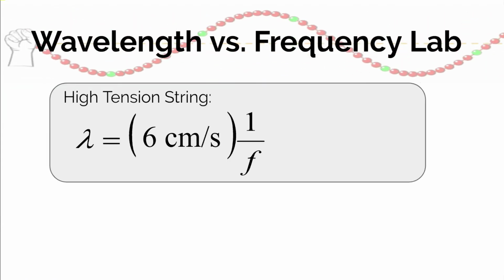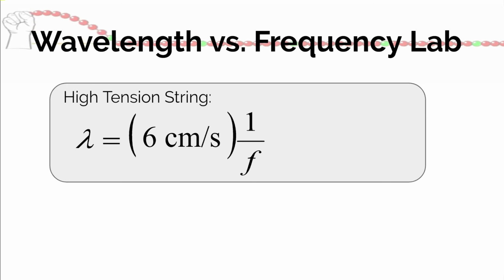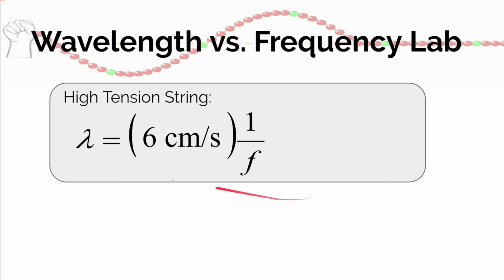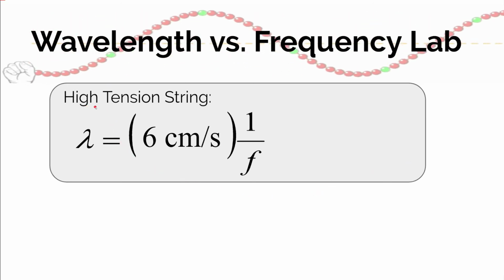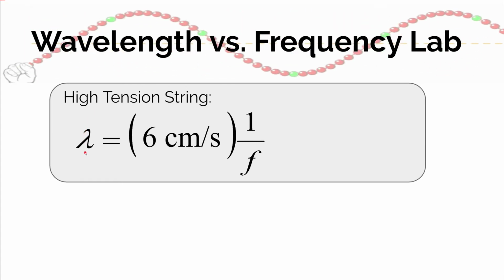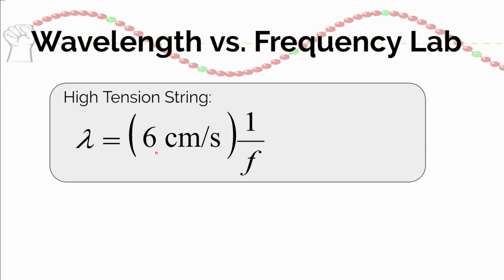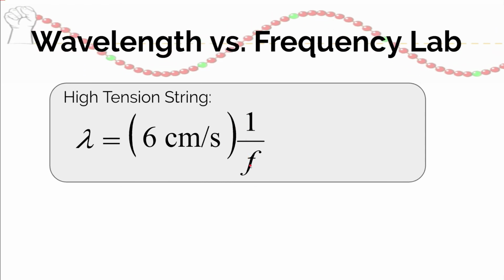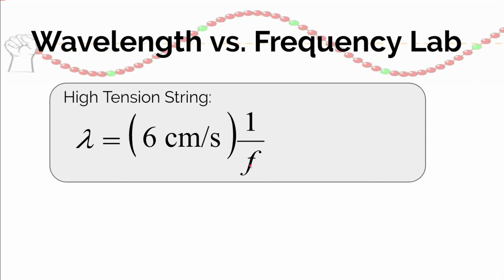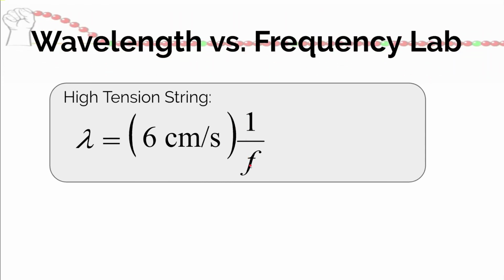So now we can reach our final conclusions about the relationship between wavelength and frequency. So here's a sample equation. Let's say for a high tension string, we get an equation that looks like this. Wavelength is equal to about 6 centimeters per second times the inverse of frequency. And remember, we said the y-intercept is insignificant. We kind of reasoned that away.